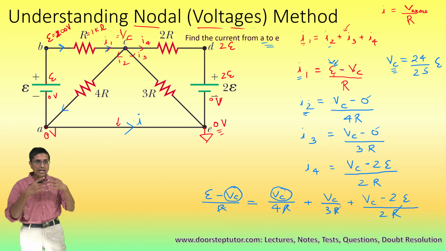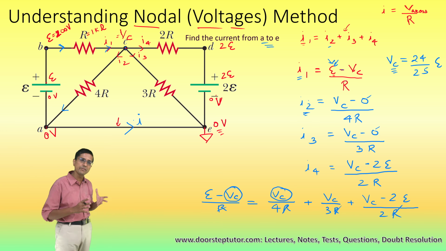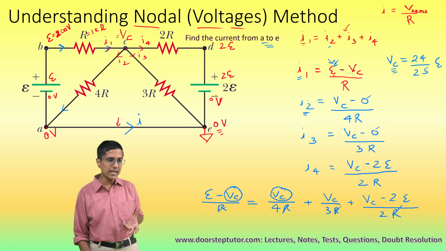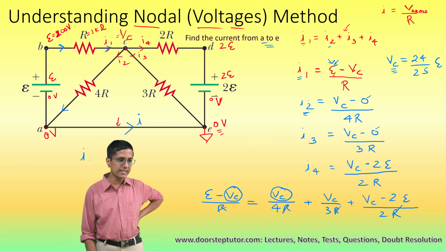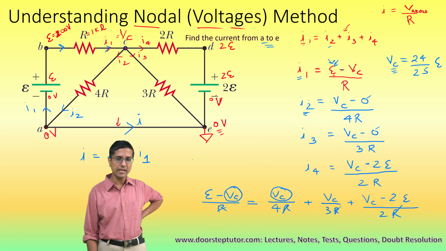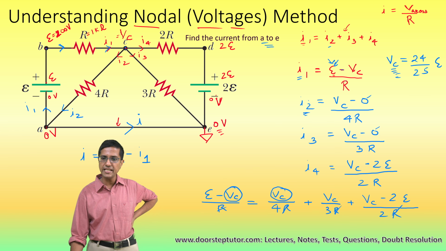Okay, so if we had to find the voltage Vc, then we were done. But now we need to find the current. So the current I is really equal to this: the I2 current is coming here and the I1 current is leaving from here. So current I is nothing but I2 minus I1. Okay, since we have determined the value of Vc, we can determine the values of I2 and I1.